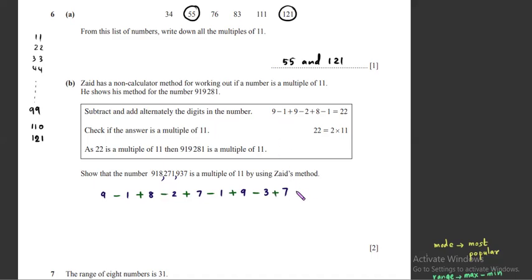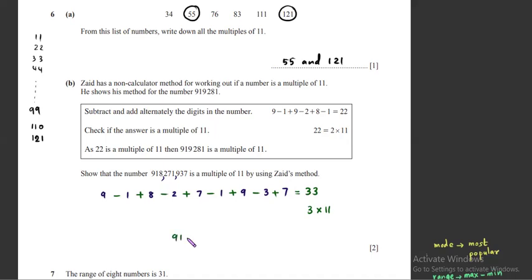Now, we got to add and subtract them. 9 minus 1 is 8, 8 plus 8 is 16, 16 minus 2 is 14, 14 and 7 is 21, 21 minus 1 is 20, 20 plus 9 is 29. From 29, we got to deduct 3, that is 26, and then we have this 7, which is going to be equal to 33. So we get 33 when we add and subtract alternatively. And this 33 is in the 11 times table because this is 3 times 11. Due to that reason, we can say that this number is a multiple of 11.